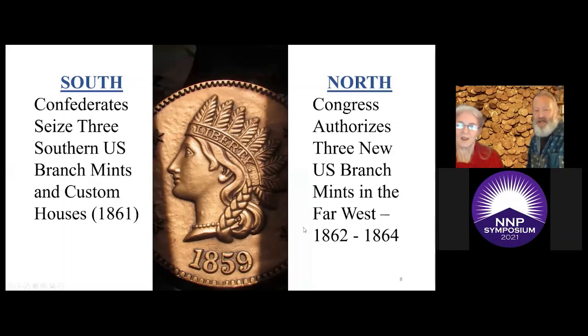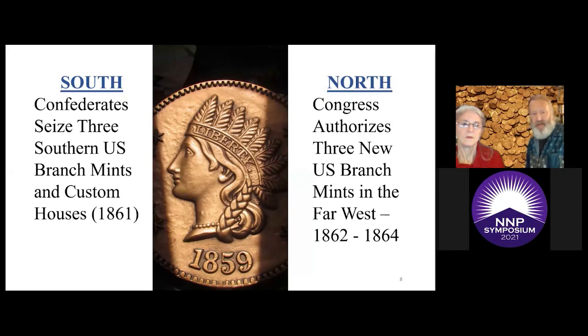All righty. First of all, it's really important to remember that when the war broke out, let's say in 1859, when things were really heating up, the United States government only produced coins. It was not producing paper money. Paper money came about because of the extreme pressure, the need to have more circulating cash. We'll get into that in a little bit.